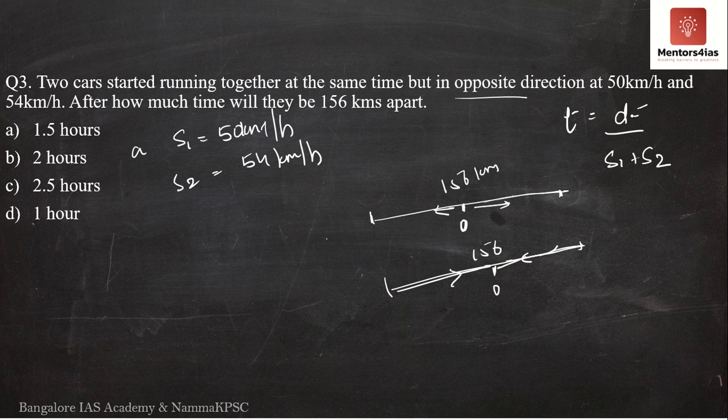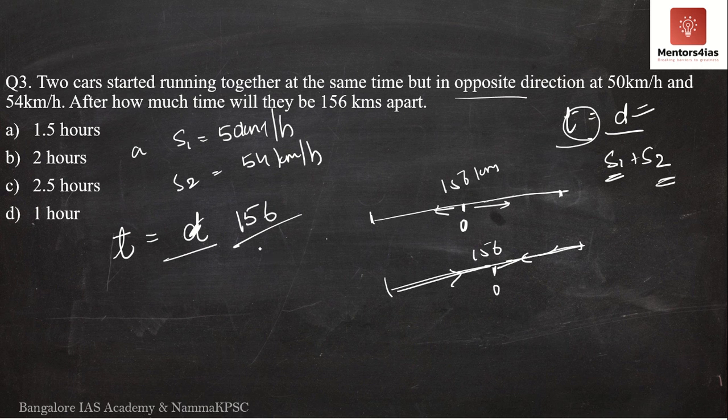Meaning what? You already know D, you already know S1, you also know S2. You only have to determine the time. What is time over here? Time over here is nothing but distance divided by S1 plus S2. What is distance? Distance is 156 kilometers. The total speed is 50 plus 54.